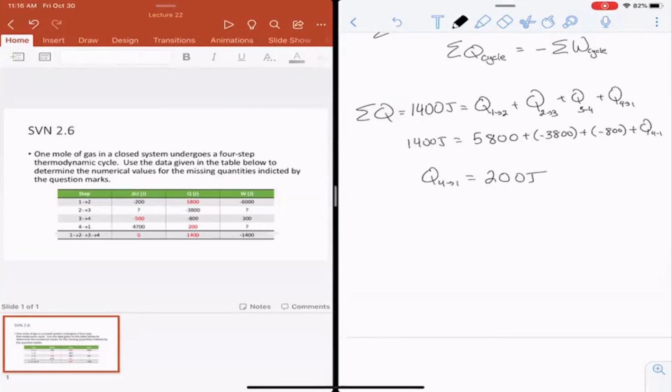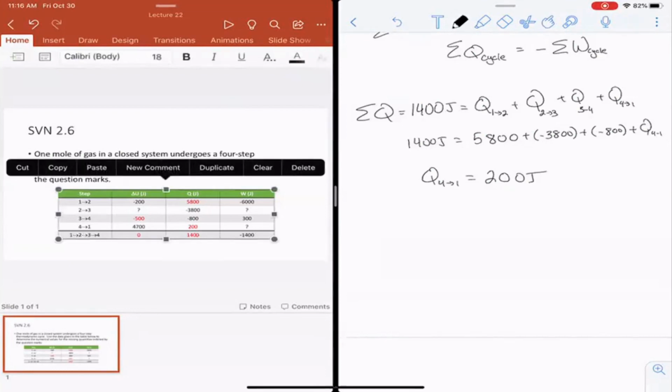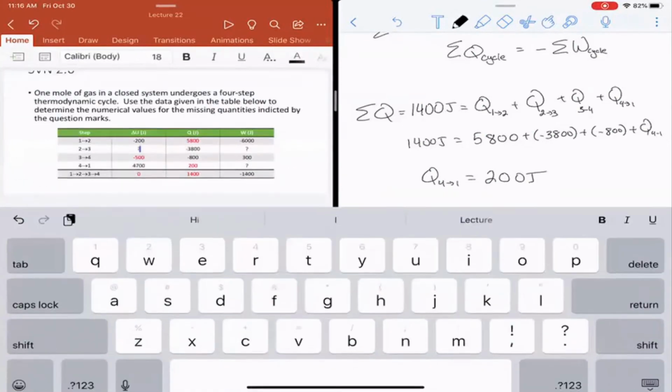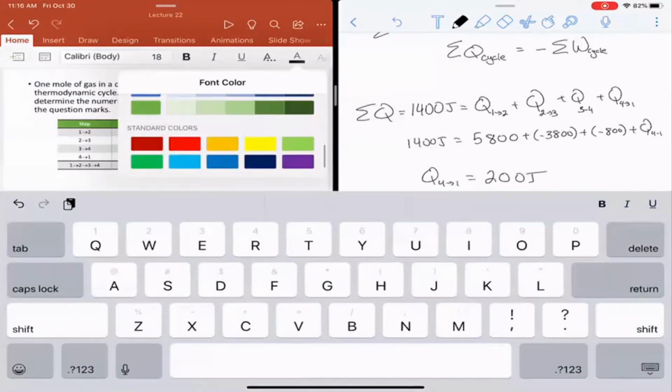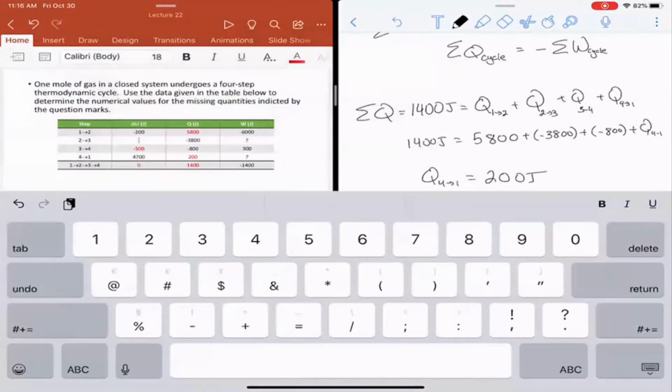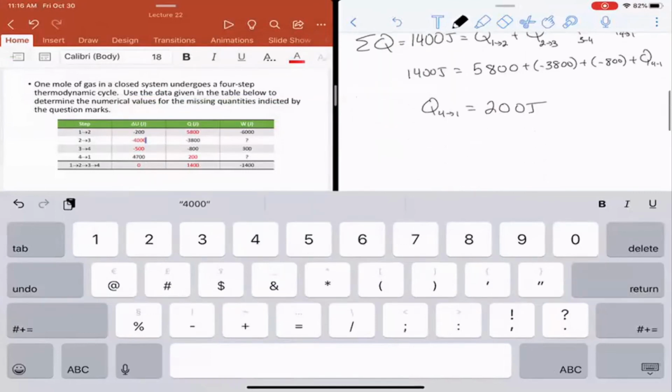Negative 4,000. All right, so if you look at that, I think that makes a lot of sense, right? Because 4 to 1 is 4,700, and then 1 to 2 is minus 200. The other one's minus 500. And the total has to be 0. So that's correct. That is equal to minus 4,000 joules. Good job. All right, great.